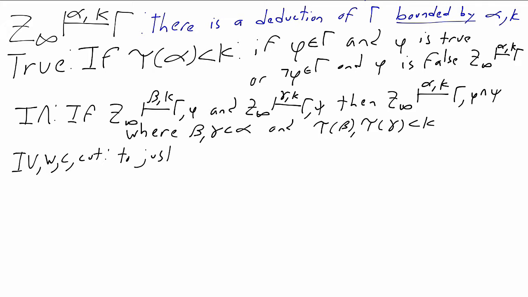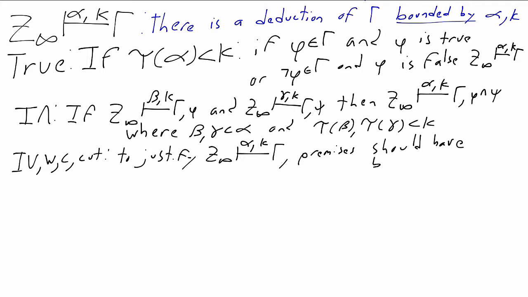In fact, for most of the rules, that's all we have to say. For or introduction, weakening, contraction, and cut, in order to use these rules with bounds alpha k, we need to know that the previous steps had bounds beta k, where beta is less than alpha, and tau of beta is less than k. The for all introduction rule has a small additional twist.